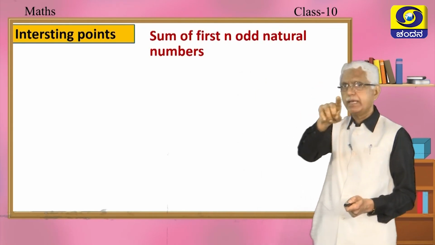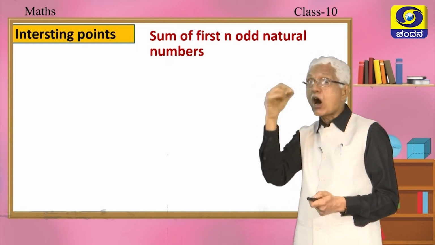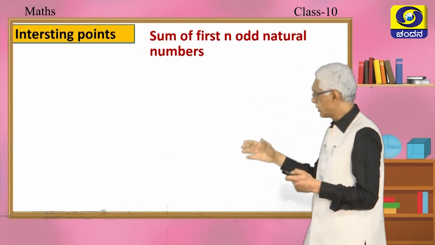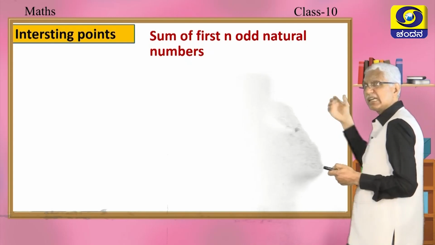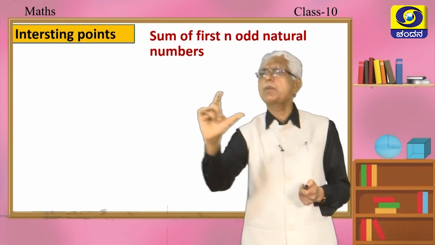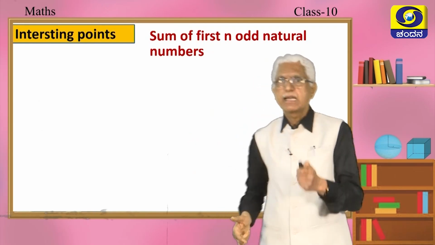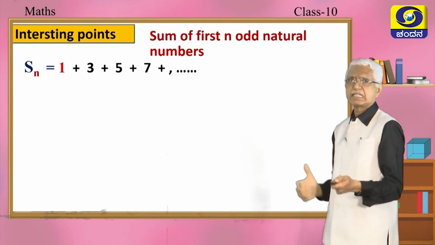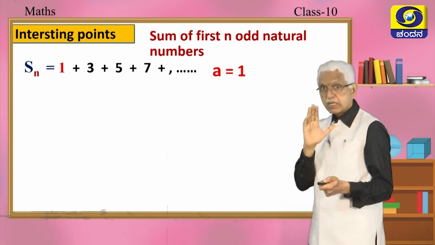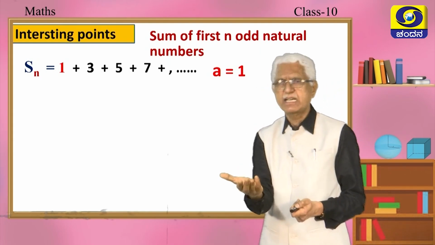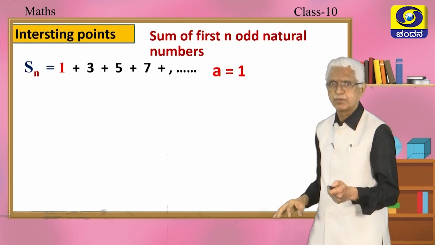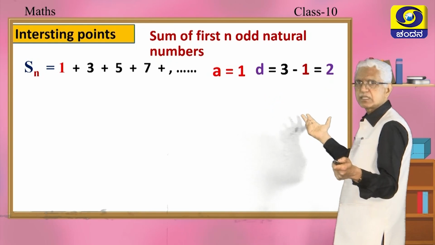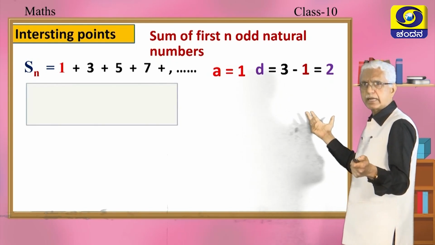Even before that, probably how to find the sum of the first n odd natural numbers. Just now you learned how to find the sum of the first n even natural numbers: n square plus n. Now the first n odd natural numbers, 1 plus 3 plus 5 plus 7 and so on, okay. Please watch, I could have given you the formula straight away, but maybe I am trying to make you discover the formula, okay. A is equal to 1, agreed, first term is 1, and common difference is 3 minus 1, that is equal to 2, beautiful, excellent.